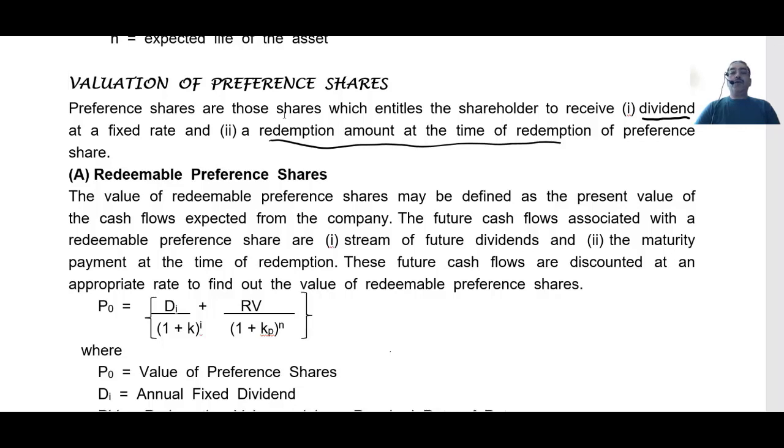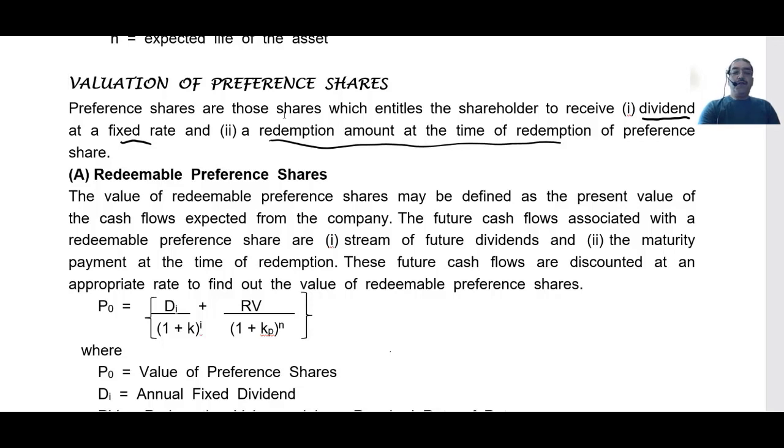So these are the two things that I'm going to receive. Now, as far as redeemable preference shares are concerned, the dividend is going to be at a fixed rate. So the amount is going to be the same for all the years, and the present value of all those dividends is going to be the same amount every year. So it is going to be a case of annuity. Present value, how do we calculate? 1 divided by 1 plus k.